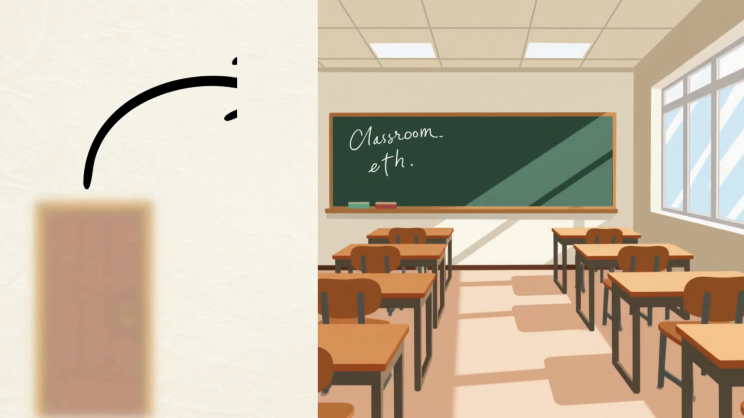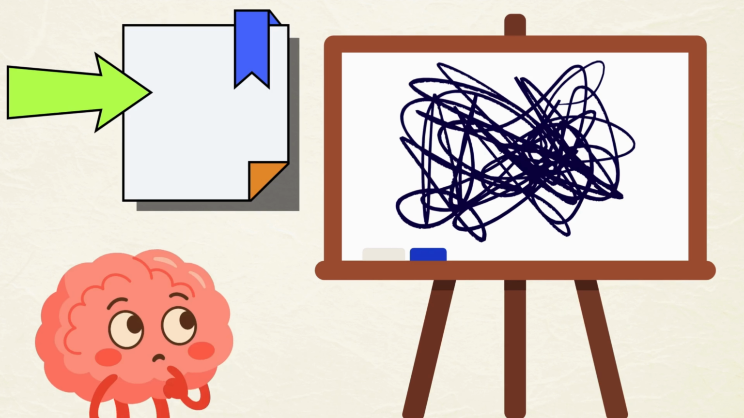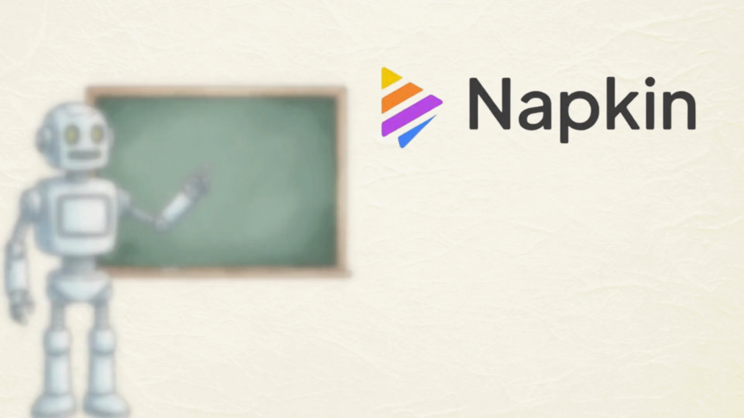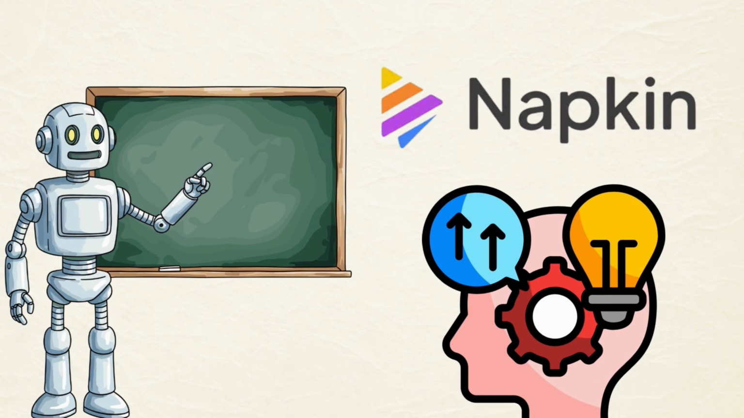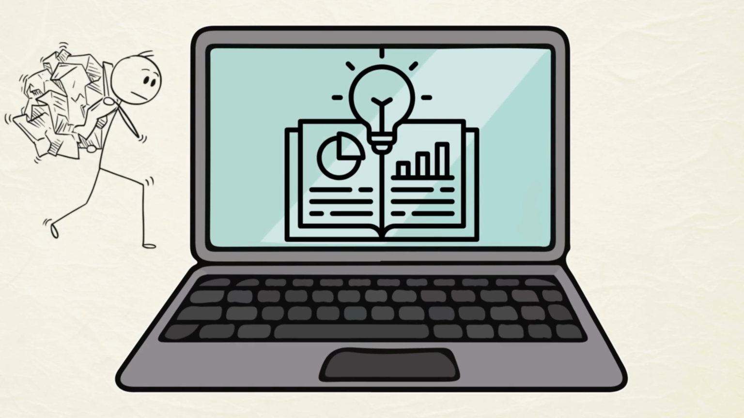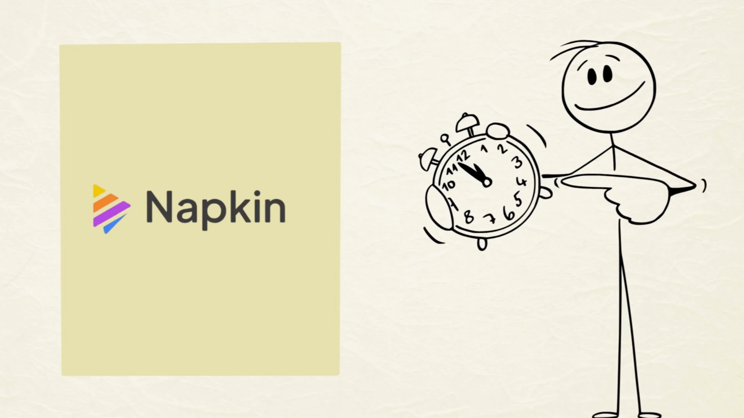At 4 p.m., Lena closes her classroom door. No chaotic whiteboard, no unfinished diagrams, no lingering doubt about whether they understood. Napkin AI didn't teach for her. It simply helped her think clearly, faster. That evening, she opens her laptop again and shapes tomorrow's lesson before it turns into pressure. Another bell will ring, another class will walk in, another complex idea will need clarity. And this time, she won't start from blank.